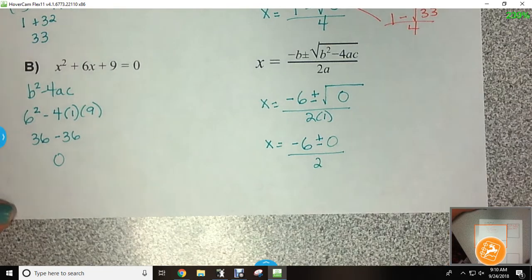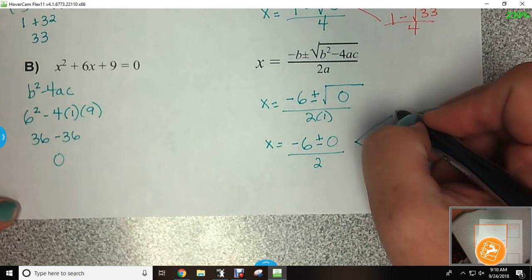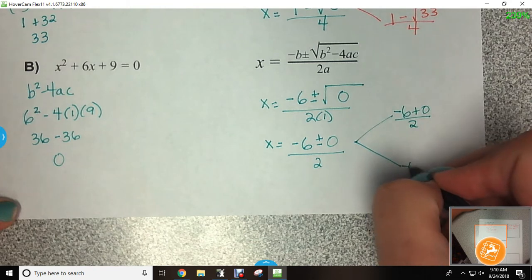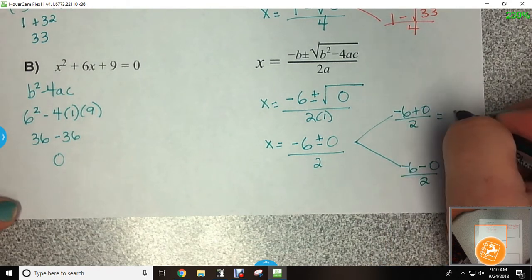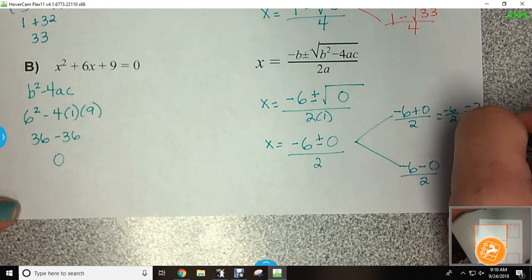Okay. Now, this one does not have a radical left in it. So I'm going to split this apart into negative 6 plus 0 over 2 and negative 6 minus 0 over 2. So I get negative 6 over 2 gives me negative 3.